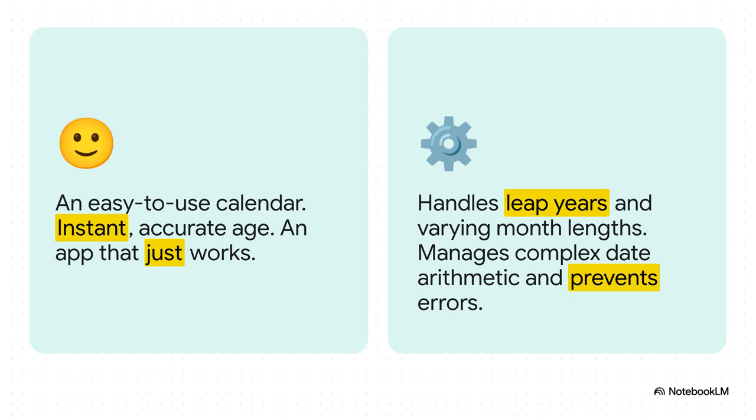To you, it's just an easy-to-use calendar, but behind the scenes, the code is wrestling with leap years and the fact that months have all different lengths. You get an instant accurate age, but the app is busy doing some pretty complex math, borrowing days from months and months from years. And the app just works because the code is actively stopping you from making mistakes, like, say, picking a birthday that's in the future.